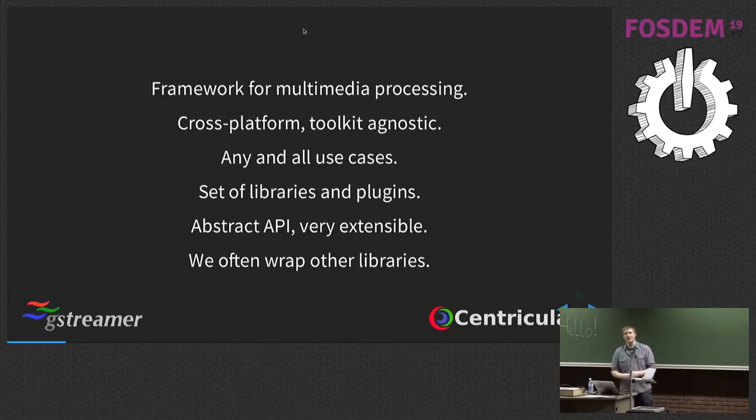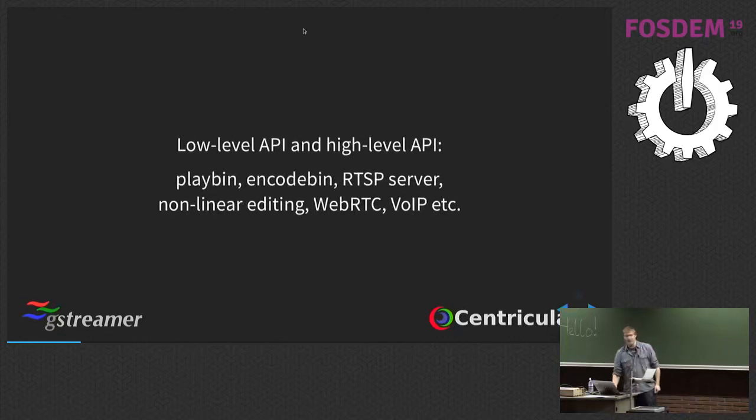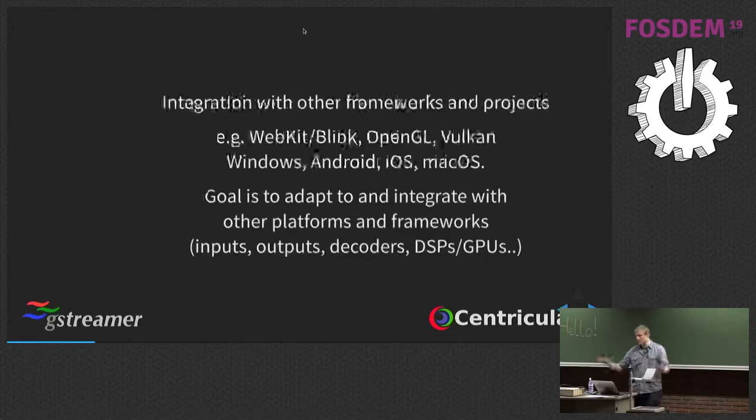And we don't invent the world ourselves. We wrap other libraries and make use of them, like FFmpeg for software decoders and encoders, for example. We have specific high-level APIs for specific use cases, like playbin for media players. We've got encodebins. We've got an RTSP server API. You can put your camera or whatever you desire on the network and serve it as an RTSP stream with 6 lines of code. Video editing, WebRTC, voice over IP, we can do it.